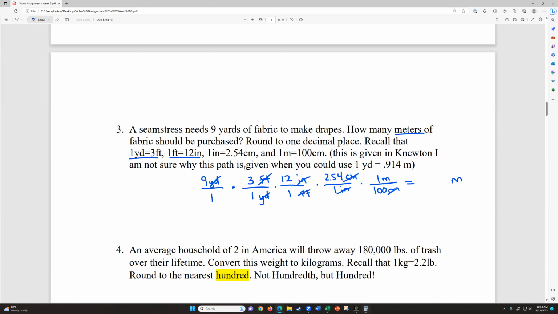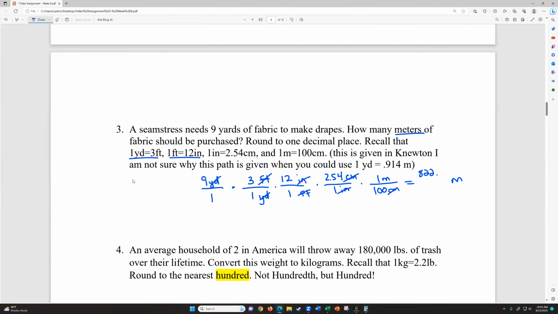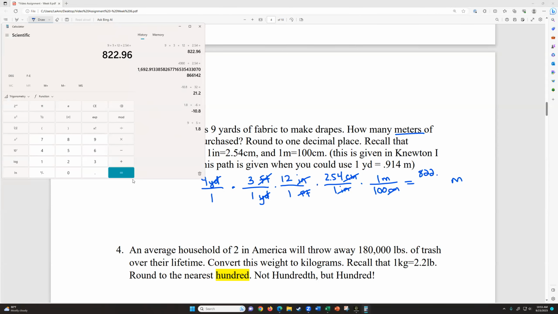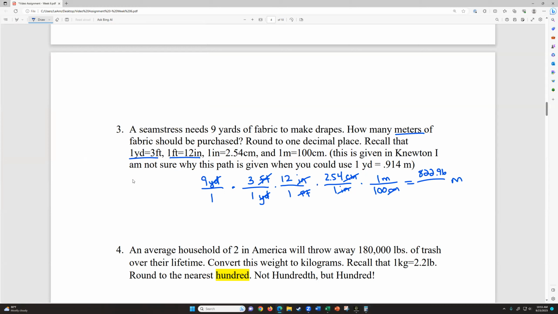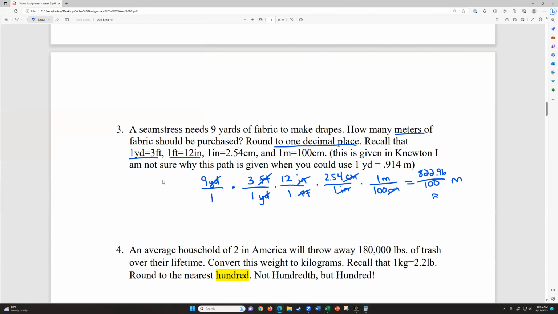So if we multiply all the top numbers, we get 9 times 3 times 12 times 2.54 times a 1 would still be 822.96. All the bottom numbers are a 1 except for the last one, so I'm going to be dividing by 100. So we're going to get 8... did they tell us to round to 1 decimal place? Always read your directions on that. 8.2 meters.